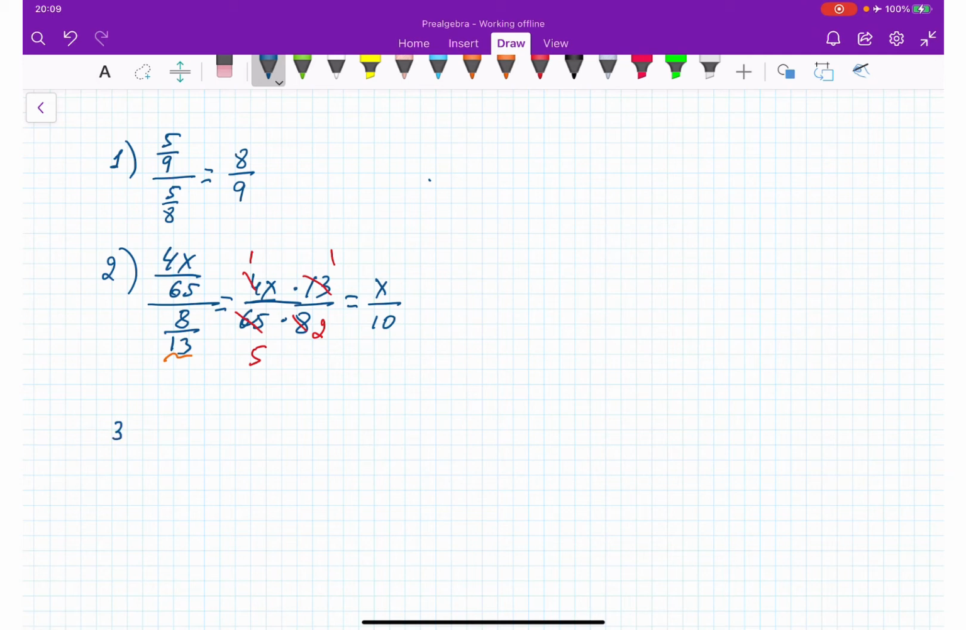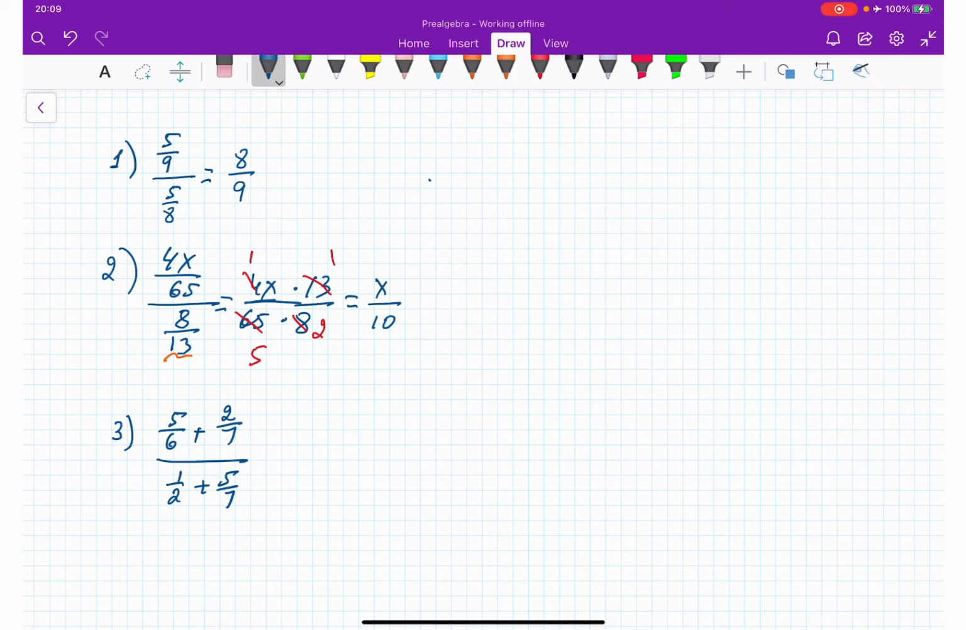Next one. 5 over 6 plus 2 over 7, divided by 1/2 plus 5 over 7.